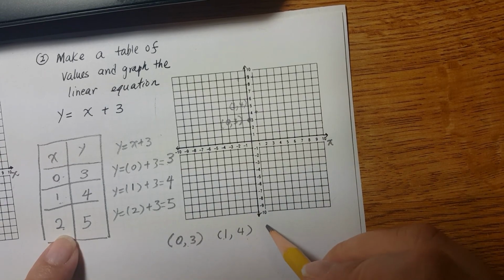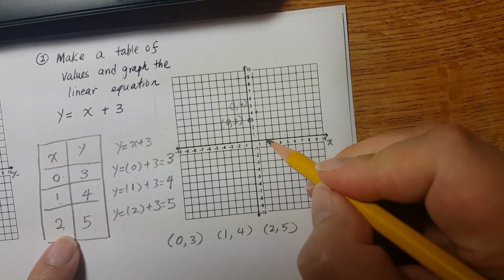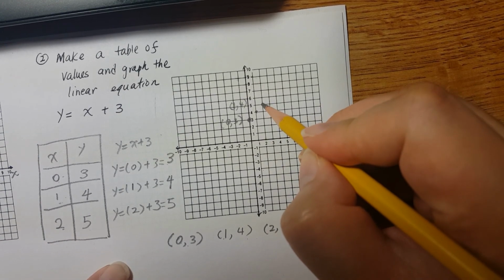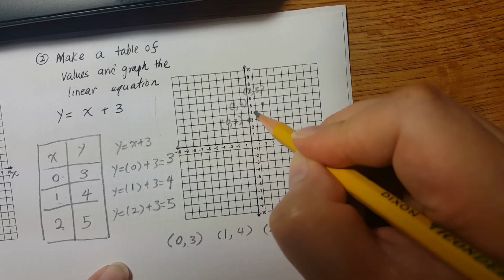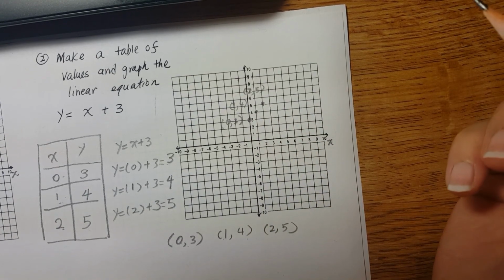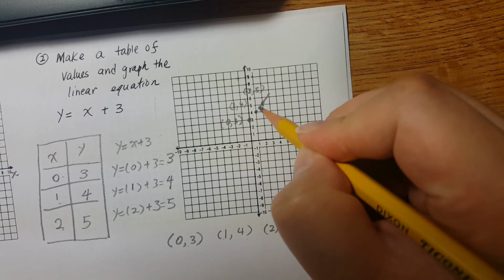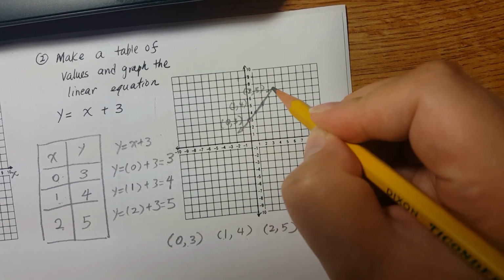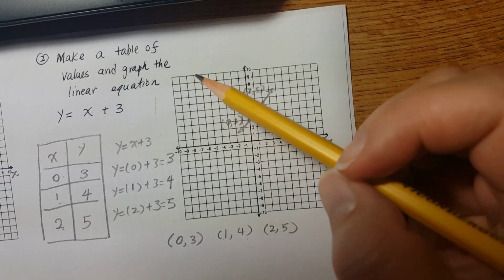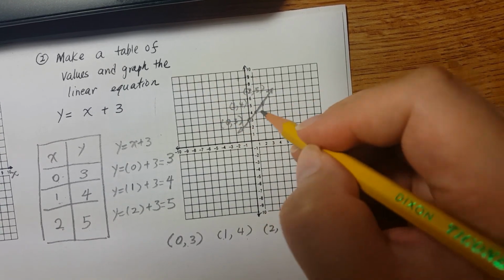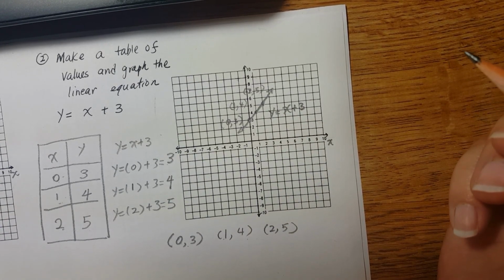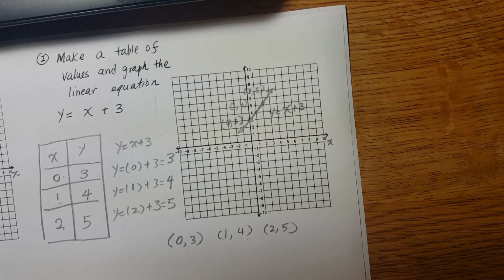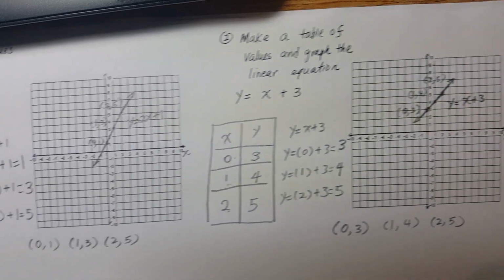And then the next point will be 2, 5. So you go to 2, and then you go up to the 5. So we have 2, 5. I'm going to make it a little bit darker. Now we're ready to connect these 3 points. It makes a straight line. Linear function means a line function. So this line is y equals x plus 3. So we finished graphing number 2. Now let's go to question number 3.